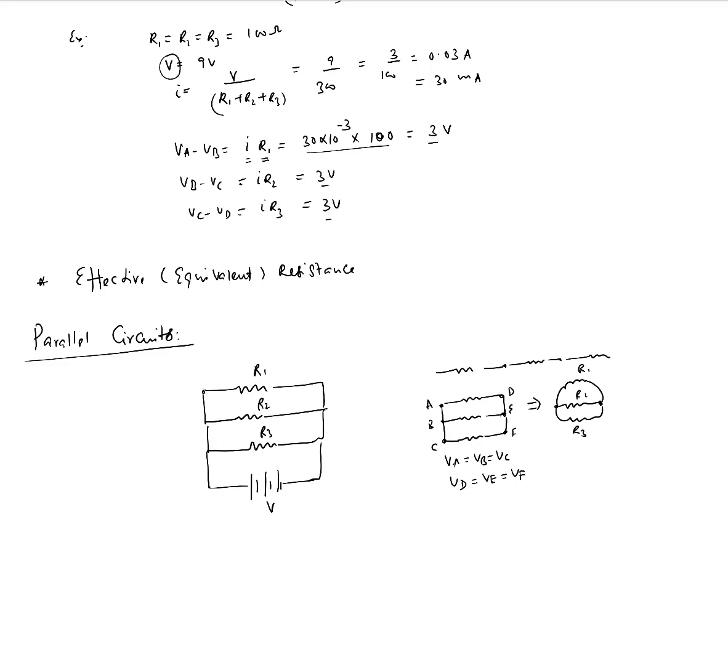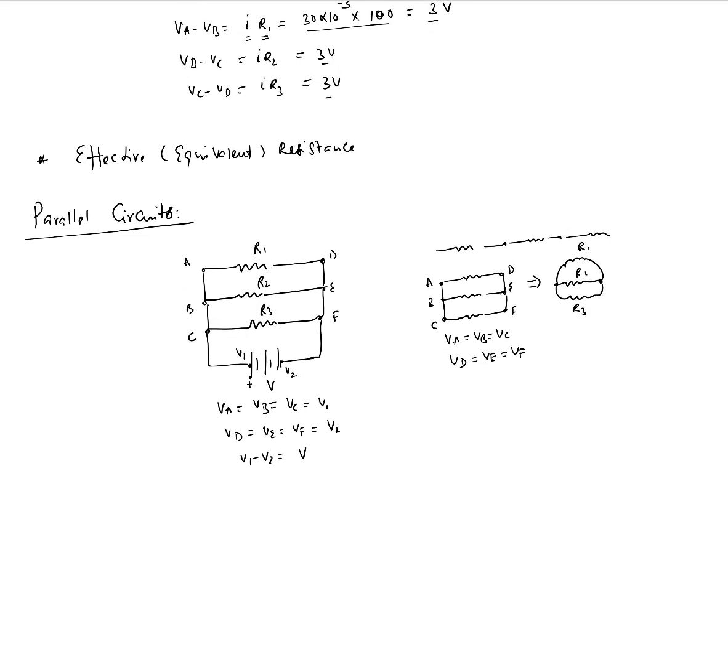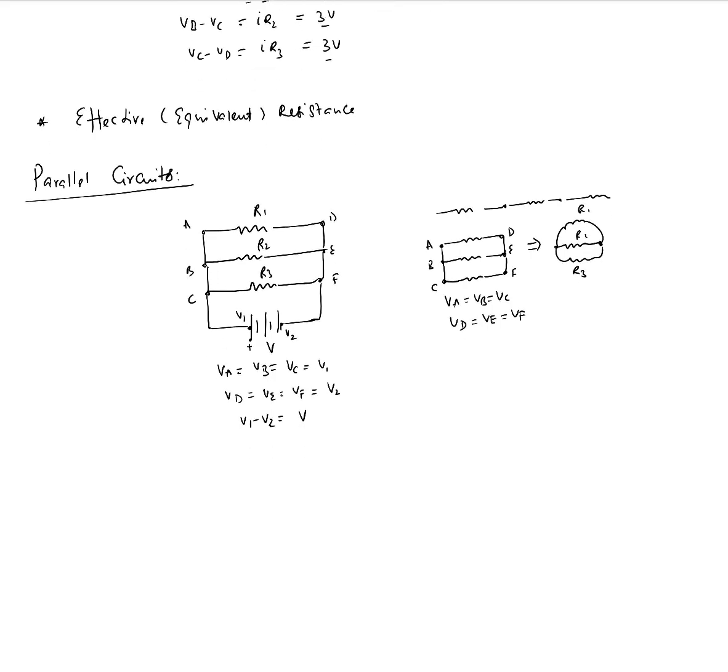So let's say this is point A, this is point B, this is point C, this is D, E, and F, right? So we've seen that VA should be equal to VB, equal to VC, and also equal to the voltage at the positive terminal of the battery. Let's call this V1, and VD, VE, and VF are the same, and let's say that voltage is V2, which is the voltage at this point. So V1 minus V2 is nothing but the voltage of the battery, okay? Now once we know that, we can apply Ohm's law for each of these resistors.